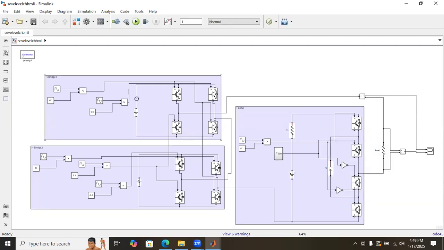Normally with a cascaded H-bridge inverter for 9 levels, we need 16 switches. But for this combination, we need only 12 switches. 4 switches are reduced here.